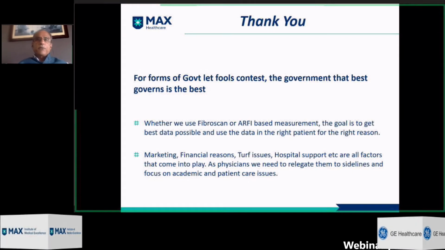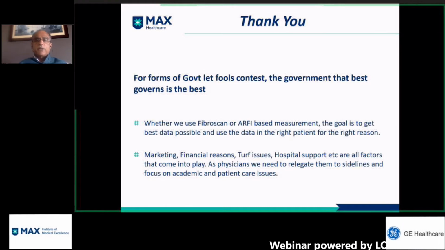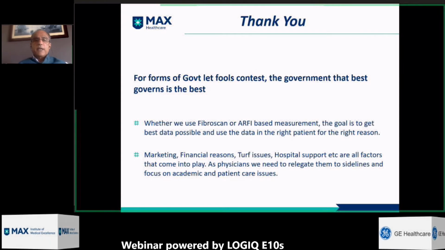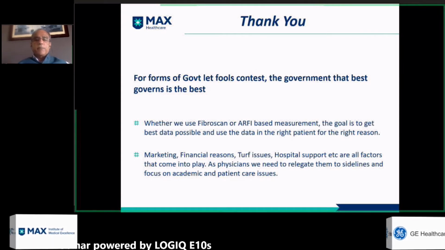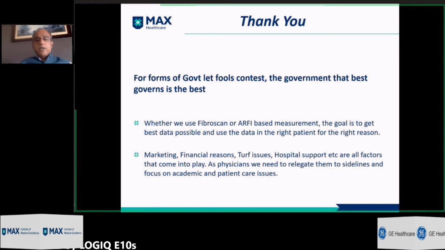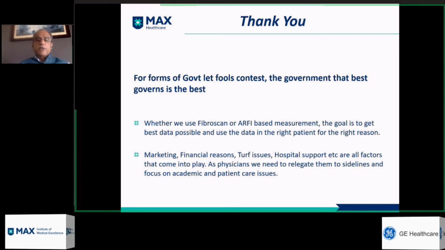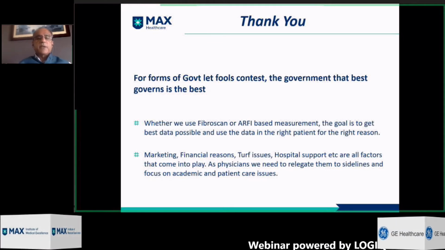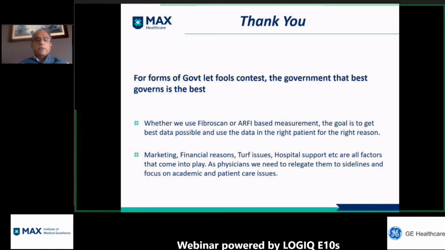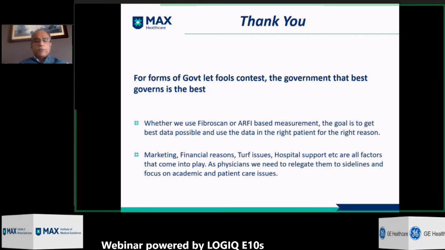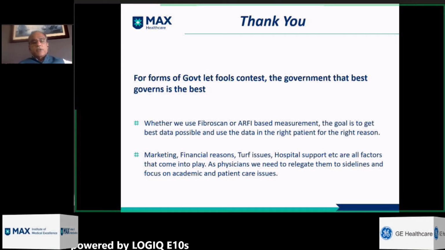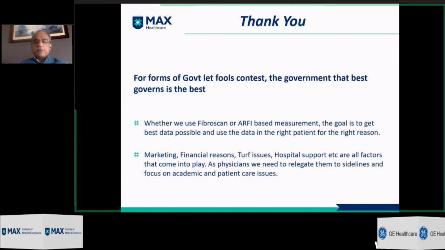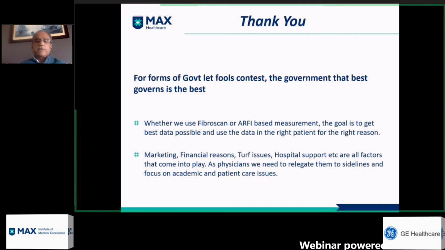And if you have a good ultrasonographer available or not, whether you are getting a person or a technician to do your FibroScan or not. So there are many factors that will come into play in applying these to real practice. But the main important thing is what is the utility of each of these methods? And I think in the discussion, we can probably have better perspective from our radiology colleagues about the advantages and disadvantages of each one of them in terms of the technique. There are many factors that come into play: marketing, financial reasons, turf issues, hospital support, what equipment they want to buy.